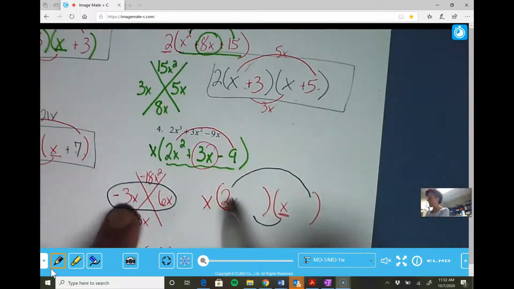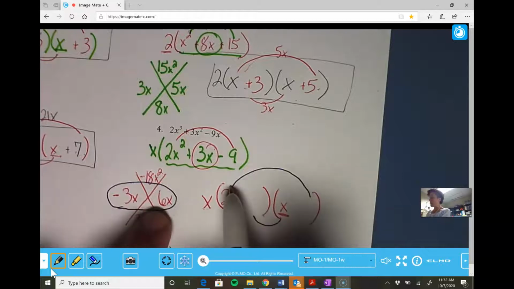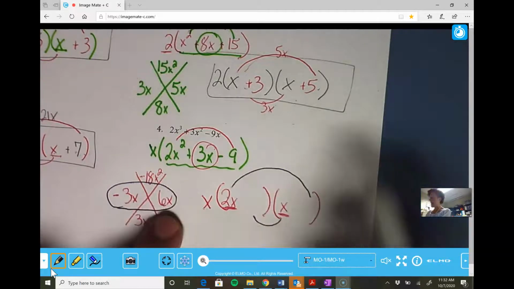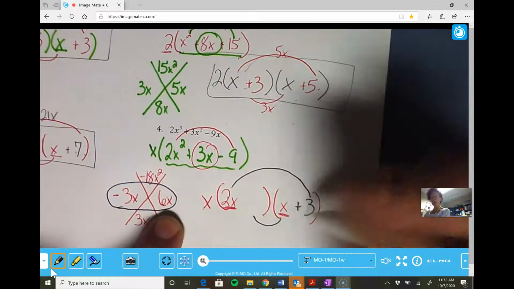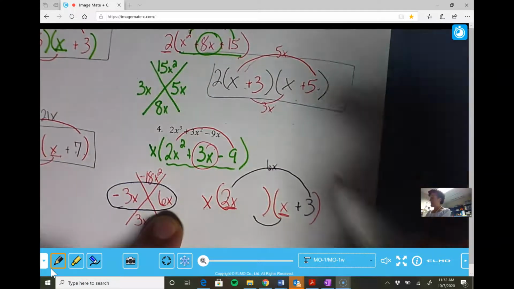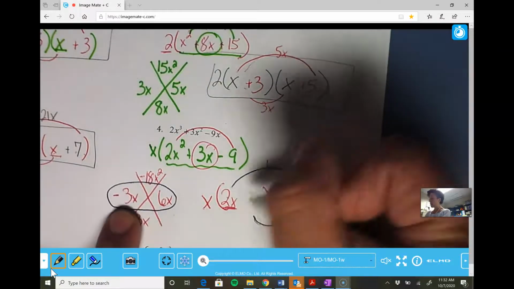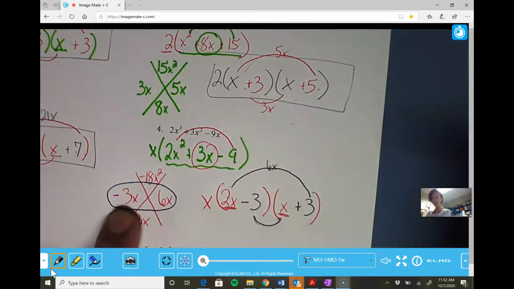So first I'm going to ask myself, can I take 2x times something to get to negative 3? And I can't. But I can take 2x times something to get to 6x, and that would be 3, so I'm going to put plus 3. So my 6x is taken care of. That means I'll have to take x times something to get to negative 3x, and that'll be a negative 3, so I'm going to put minus 3.